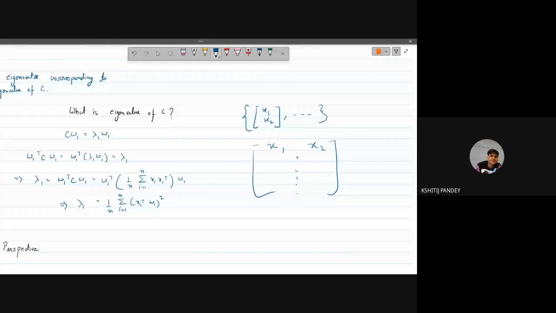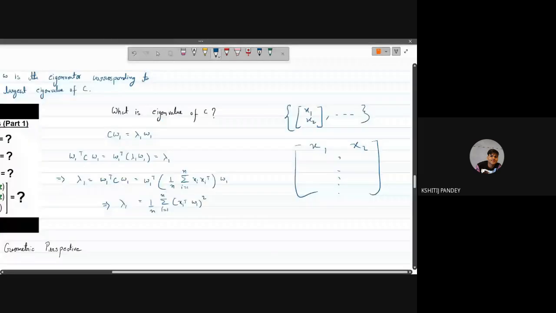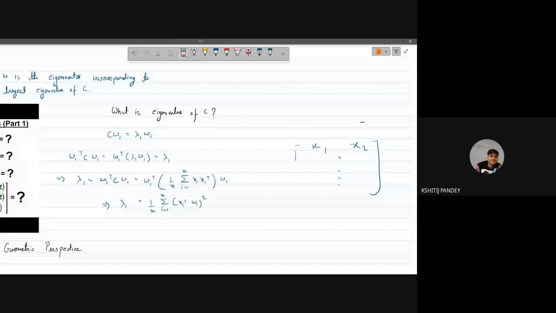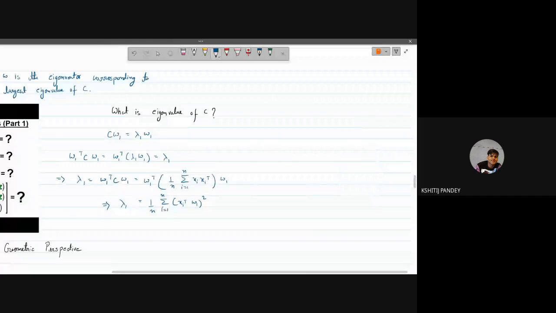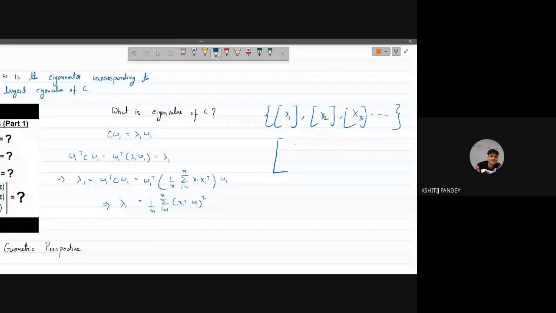Thanks for the clarification. So is it clear? It will be D cross D because the matrix we are making out of data points, we are making it by taking the transpose of the data points. So let's say this is x1, and so on. So the matrix we will make from data points will be like this: x1 like this, x2 like this, and so on.